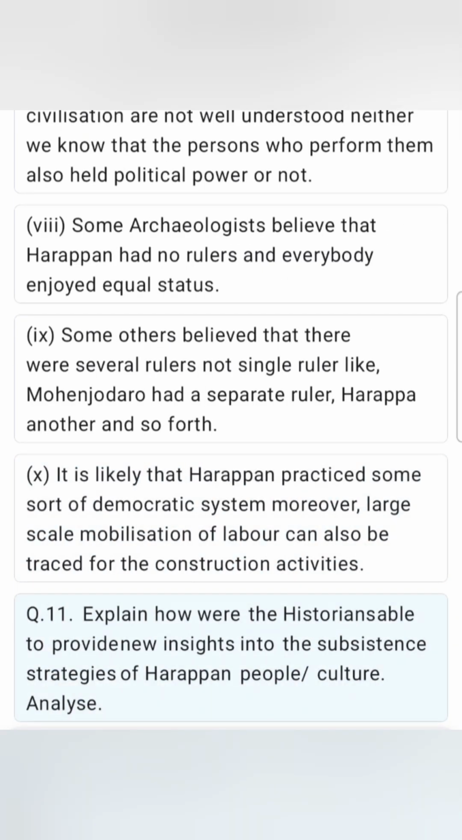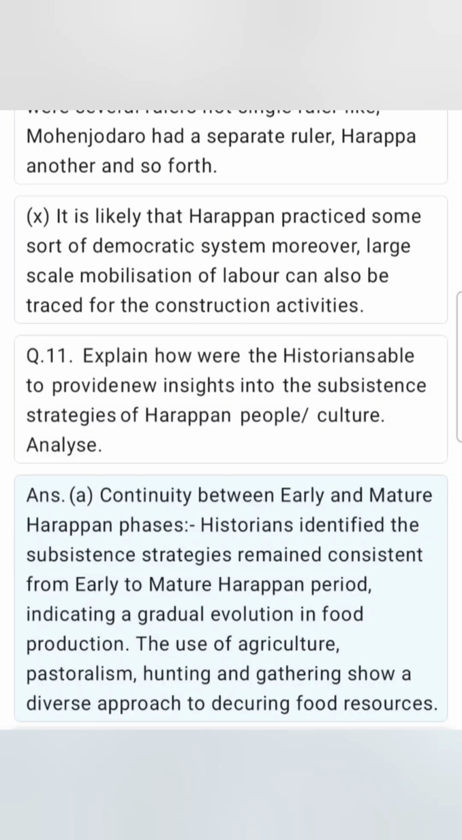Q. 11. Explain how historians were able to provide new insights into the subsistence strategies of Harappan culture. Analyze. Ans. A. Continuity between early and mature Harappan phases. Historians identified that subsistence strategies remained consistent from the early to the mature Harappan period, indicating a gradual evolution in food production. The use of agriculture, pastoralism, hunting and gathering shows a diverse approach to securing food resources.